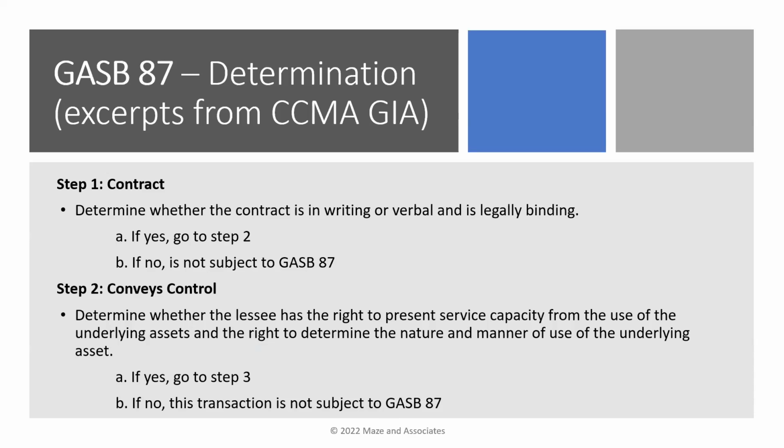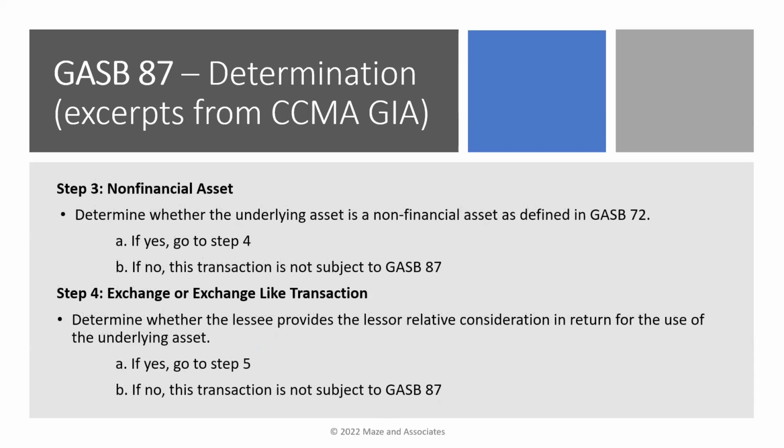Does it convey control? I'm going to go through these pretty quickly. Is the item a non-financial asset? If no, it's not subject to 87. If it's a financial asset, it doesn't apply. Other guidance applies in these situations. Is it an exchange or exchange-like transaction?